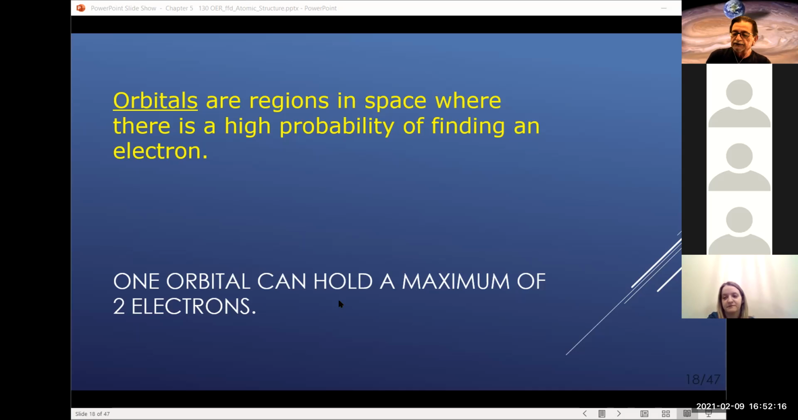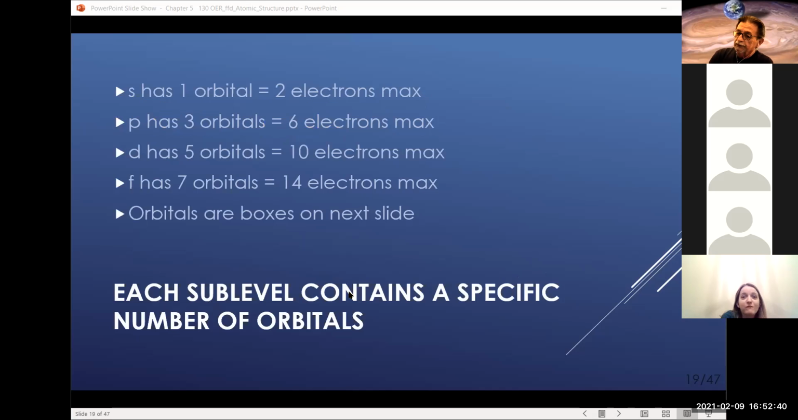Every orbit, every S can handle 2, every P can handle 2, every D can handle 2, every F can handle 2 electrons. But there's a different number of orbits. There's only one S, there are 3 Ps, there are 5 Ds, and guess what? There are 7 Fs. Okay, so the S orbit, there's only one S, and that can handle 2 electrons.